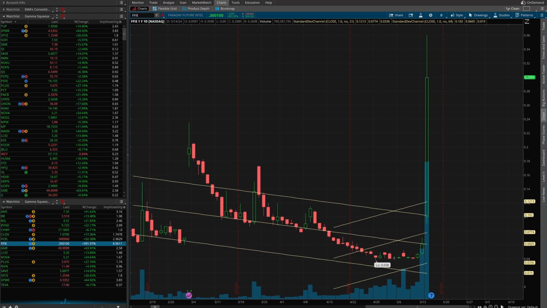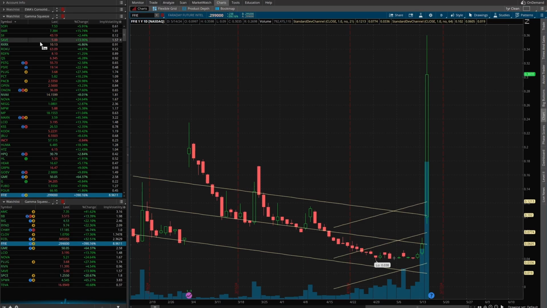So I have two scans here. One of them is going to help you find these stocks really a day or two before the news hits on this stuff. And then the next scan is going to be more once it's already happened, 2 to 3 days into it.